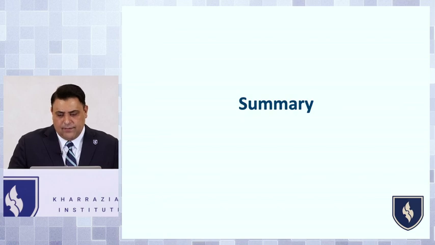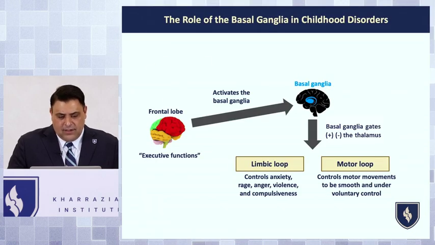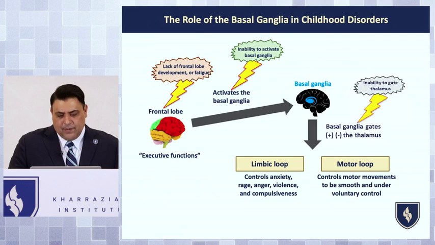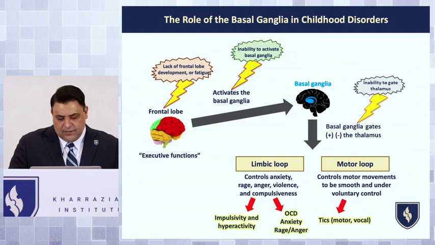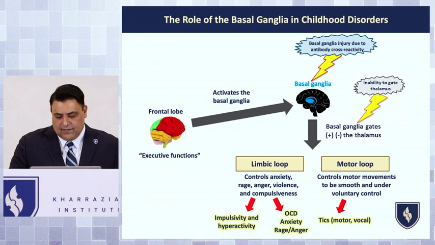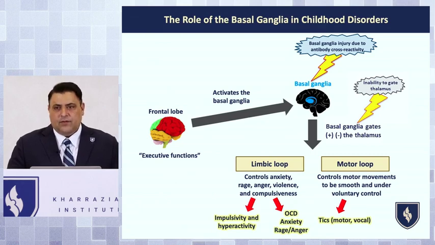So in summary, when we look at basal ganglia disorders, the frontal lobe, if it's not working well, if it gets fatigued quickly, can lose the ability to activate the basal ganglia. Basal ganglia can't inhibit the thalamus. Then it can't inhibit these limbic and motor loops, and we get these tics: motor tics, vocal tics, OCD, anxiety, rage, anger, impulsivity, hyperactivity patterns that express. Or we get cross-reactivity for the basal ganglia, such as with infections, or with things like GAD65 autoantibodies, with things like celiac disease, that can lead to inability to dampen the thalamus, and that's where these basal ganglia type disorders come out. So those are things you should be aware of.